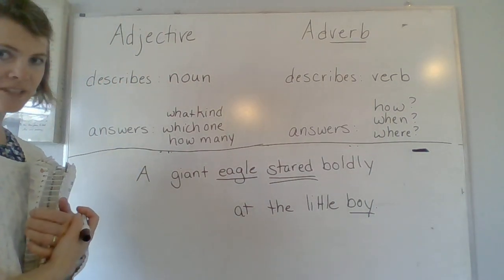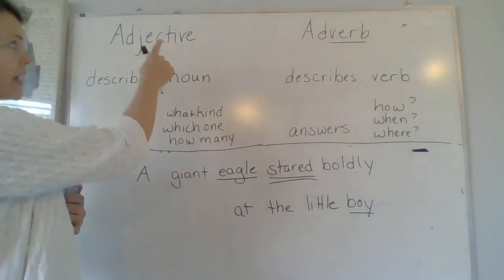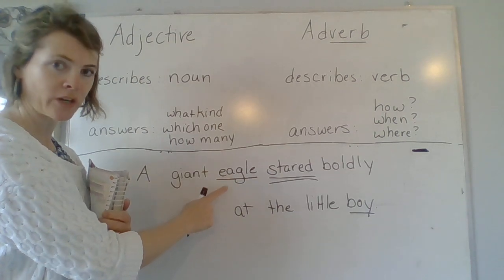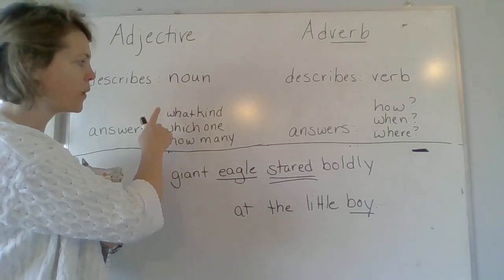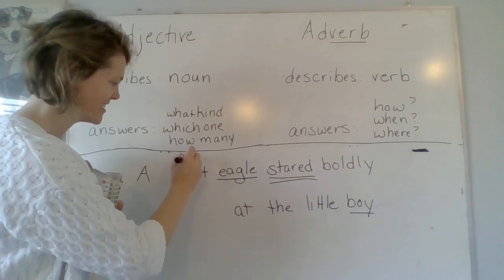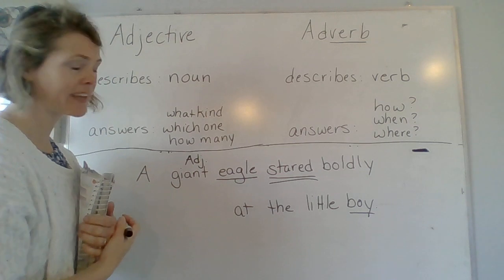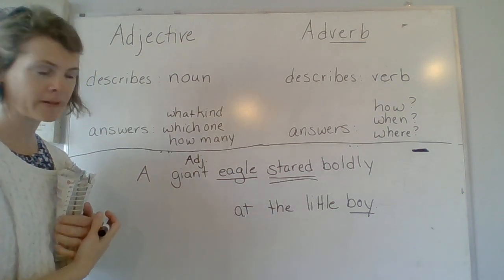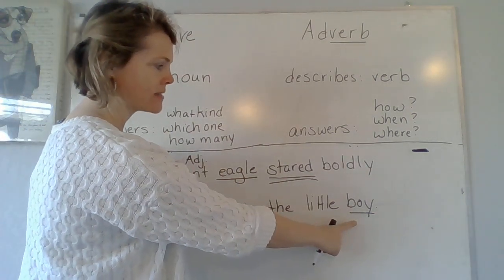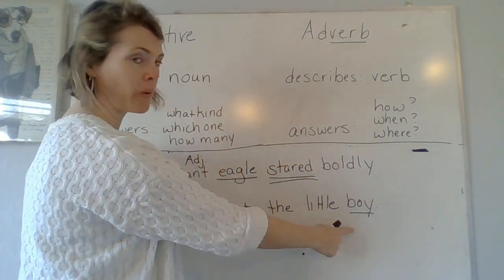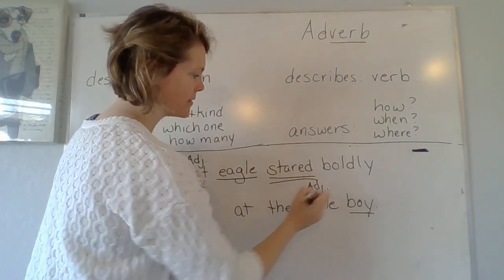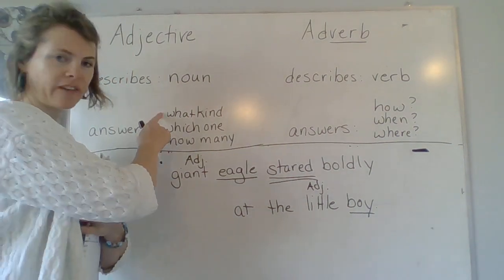So now we have to find our adjectives and our adverbs. To find our adjective, we go to the noun. So here's our first noun. We go to the noun and we ask, what kind of eagle? Yeah, giant. It's a giant eagle. That's what kind. It answers that question. It has to be an adjective. Let's go to our other noun, boy, and ask the same questions. What kind of boy? Little.